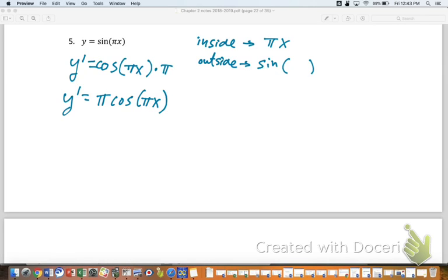What do you guys think? Does that seem familiar? Is that a good jumping off point, I hope? Okay. Any questions at all?